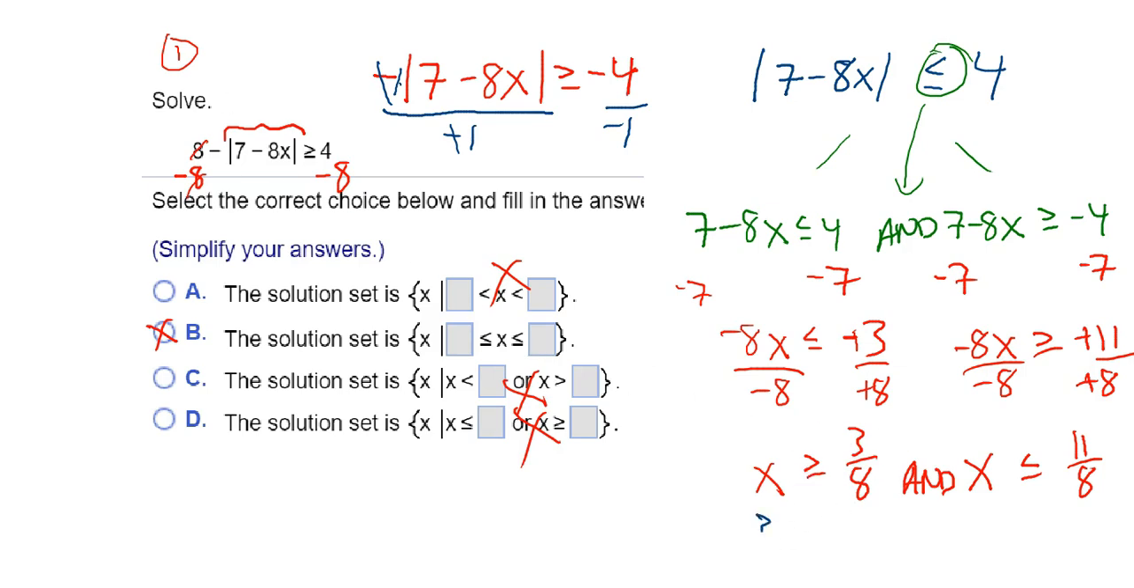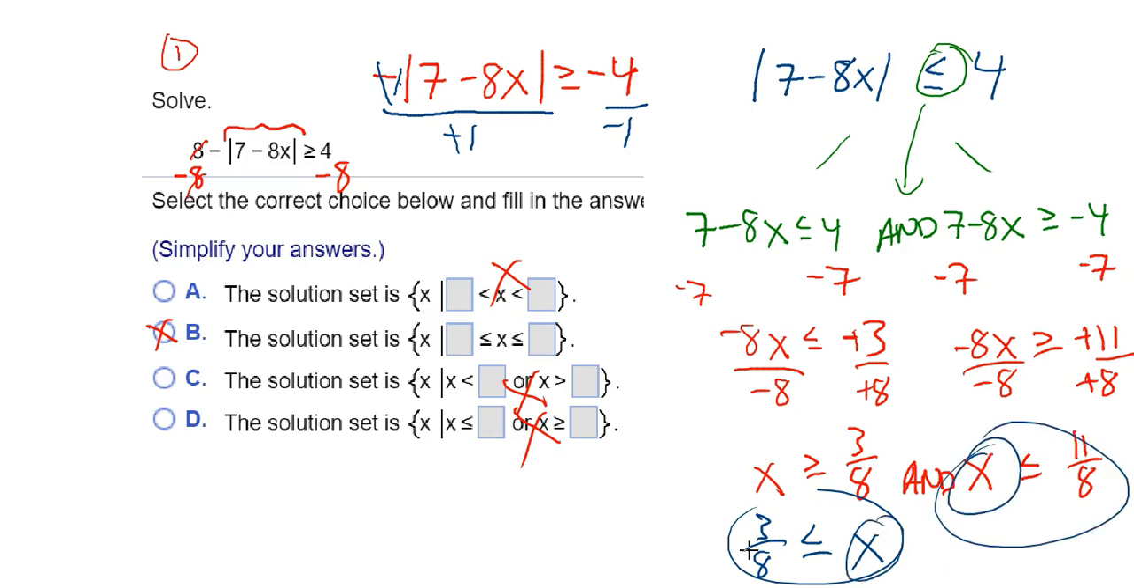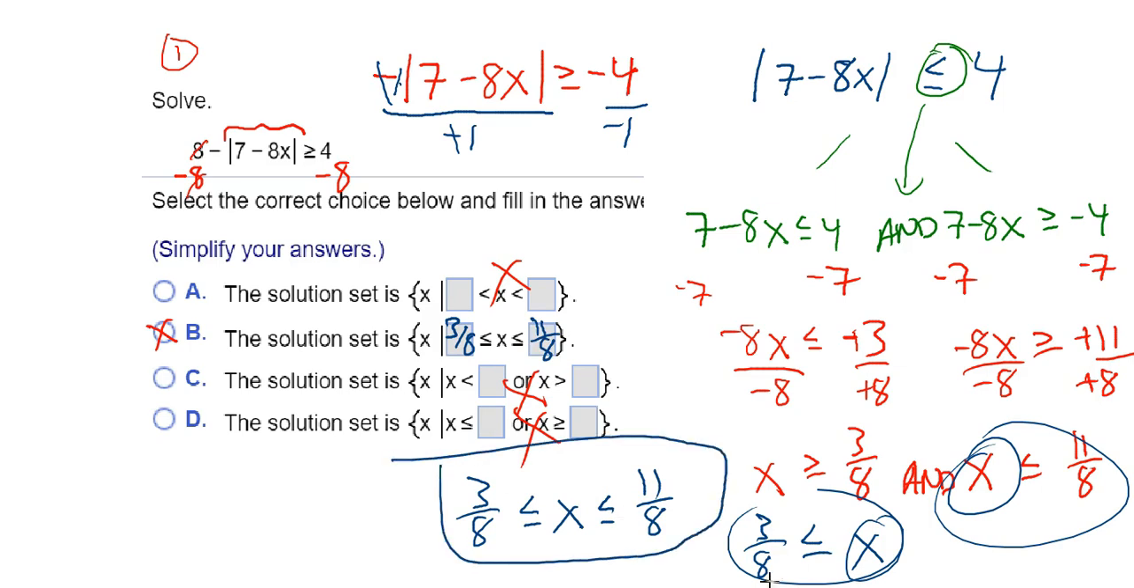So I'm going to put the 3/8 on the left-hand side, the x on the right-hand side. That's going to flip the symbol around this way as well. And then I'm going to overlay these 2 together, right, this x here with this x here. And so I end up getting 3/8 is less than or equal to x, which is less than or equal to 11/8. And that's what I'm going to type in up here. 3/8 in this box, 11/8 in this box right here. All right, so that'd be my final answer.